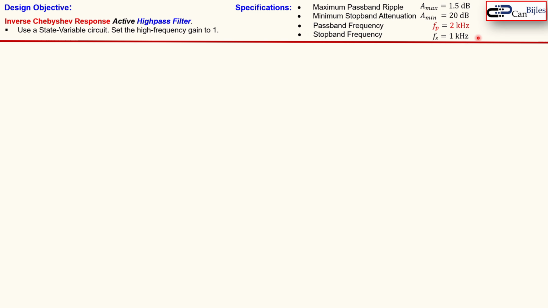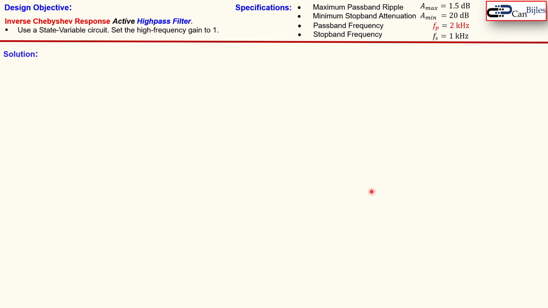At the stop band frequency of 1 kHz, we need to have a gain which is minus 20 dB, or the attenuation must be 20 dB. That's actually the meaning of these two specifications. And the maximum passband ripple means that we have a maximum of 1.5 dB decrease at this frequency. It can be lower, for example 1 dB or 0.8 dB. That is also allowed, but 1.5 dB is the maximum allowed in this case.